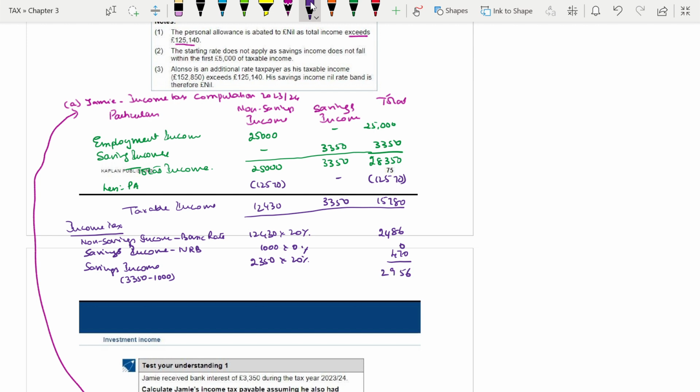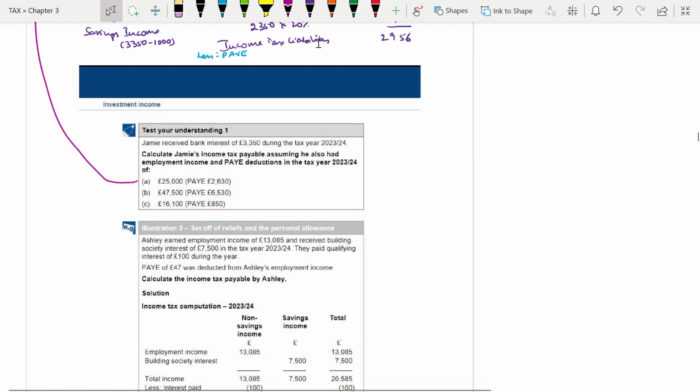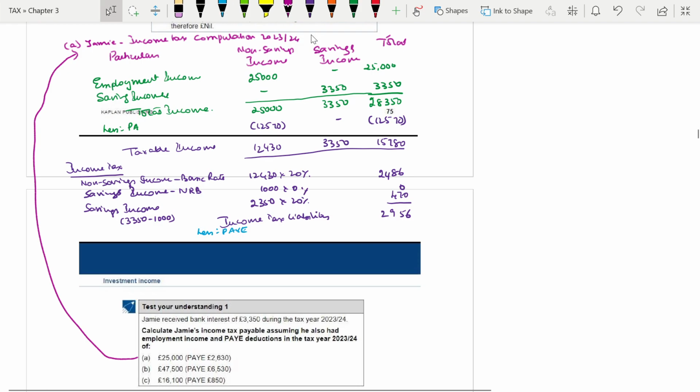If you add it, 2,956. They have paid. This is the income tax liability. Now, how much have they paid? They have paid pay as you earn. How much pay as you earn? It has been given, 2,630. Now, how much is the balance? Balance is 326. This is income tax payable.